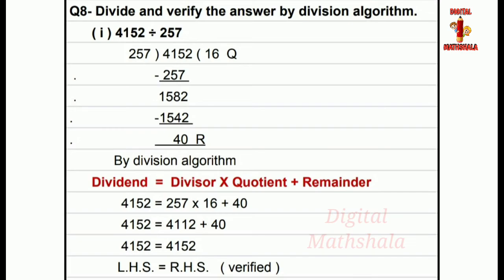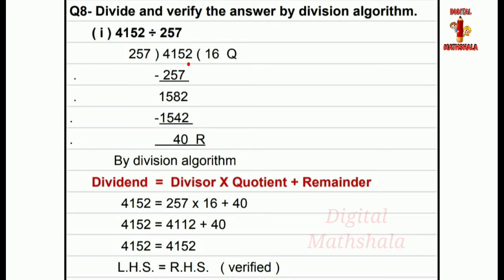Now let us understand question number 8. Divide and verify the answer by division algorithm. So here two numbers are given, 4152 and 257, and a division sign is given, and we have to verify the division algorithm. So first we will divide 4152 by 257. One time it will go, then we will write 257 downside the 415. After subtracting we will have 158, which is less than the divisor.